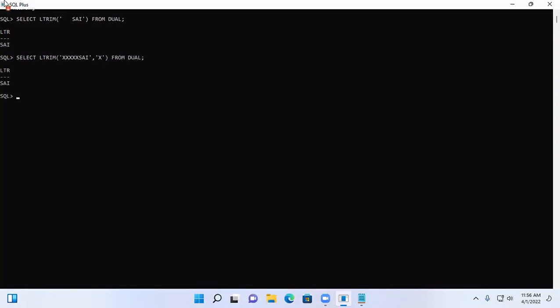Now you can see Sai was come. Suppose, in the same way, if you send multiple characters or numbers like 1, 2, 3 on the left side of Sai, and your 1, 2, 3, if I send it here, then that 1, 2, 3 will be removed from your left side. So like this you can.